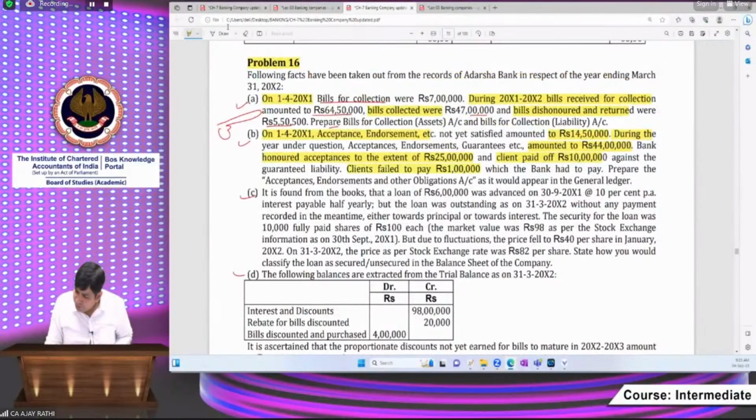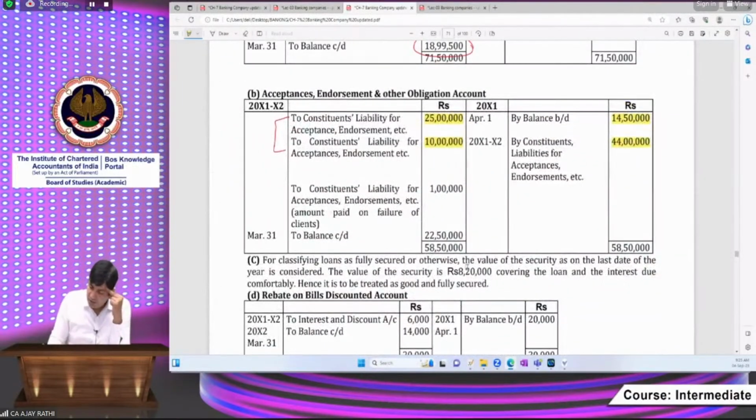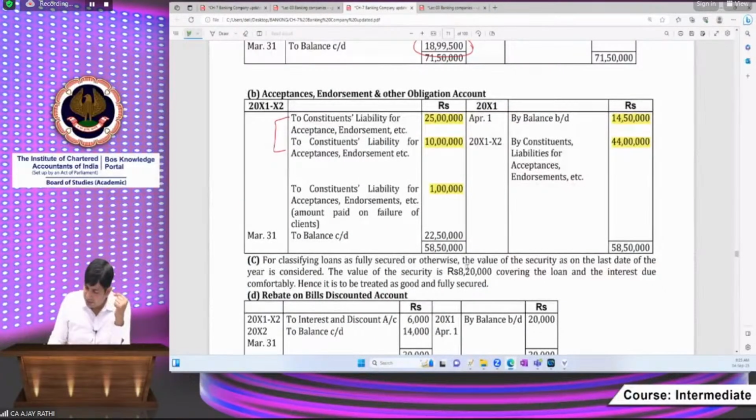Okay. Next one. Client failed to pay and bank has to pay. It means these are now not contingent. Yes. Anything has been happened, it means that has been removed from the contingent liability. Okay. Now still pending balance is there. That can be called as the pending balance of obligation. That is 22 lakh 50,000 still balance.